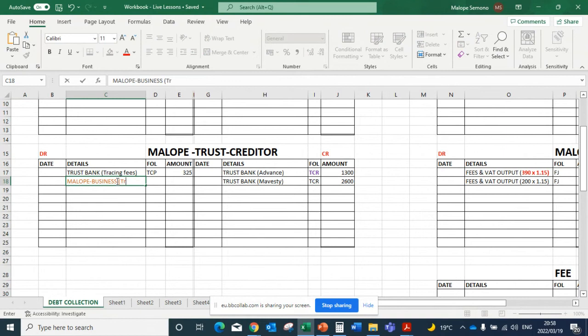See, in brackets, I'm just going to say transfer, just for control. Can you see now? It helps a lot. I like putting everything in detail because when I transfer, my transfers are going to be very, very easy. Transfer journal.